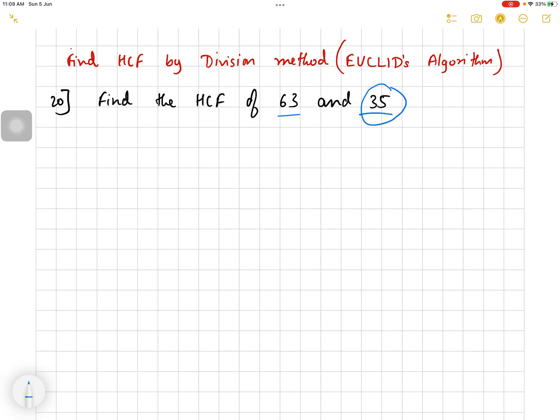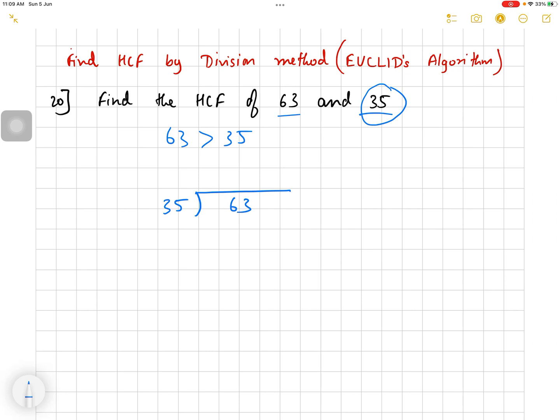Which is the smaller number? 35 is the smaller number, right? So 63 is greater than 35, correct? So in the division method, what you do is let 63 be the dividend and 35 be the divisor. So just divide 63 by 35. When you divide, it will come 1 point something, correct? Use a calculator and do 63 divided by 35. You will get 1 point something.